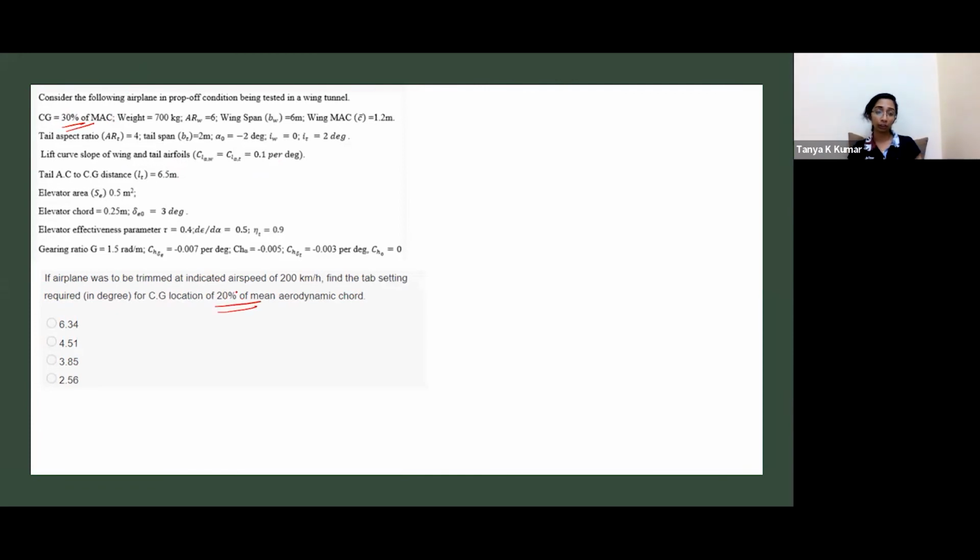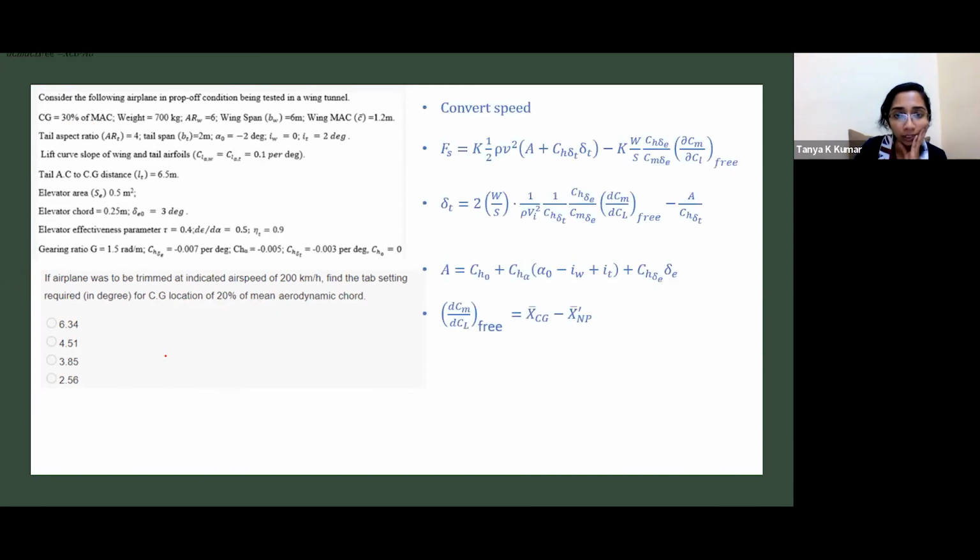So you need to calculate dCm upon dCl again. It's not from the graph. But you've calculated your X bar NP, and you have your X bar CG. You can calculate your stability, your dCm upon dCl. How are the steps required to solve this question? First and foremost, your velocity is given in kilometers per hour, convert it to meters per second. That is what I've written by convert speed.